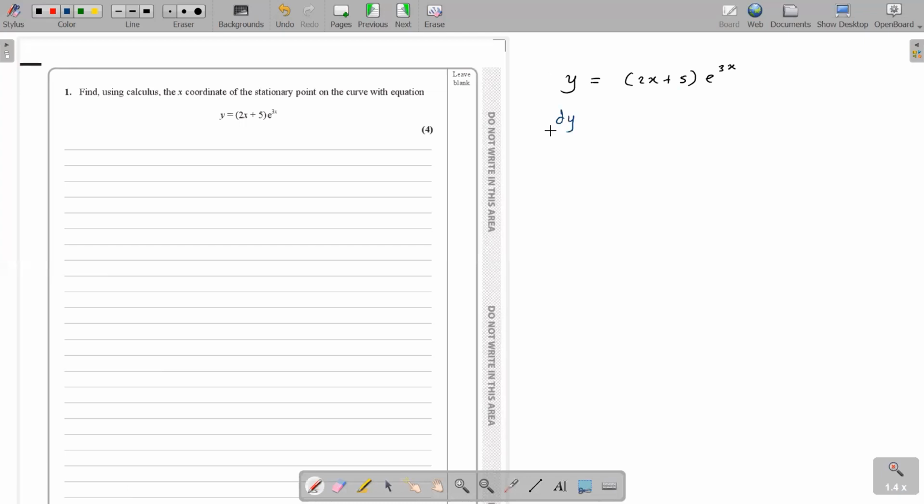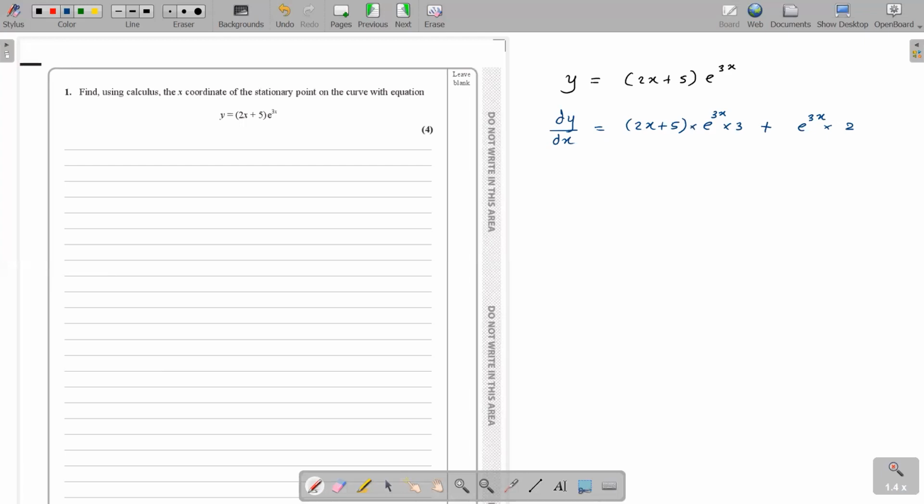dy by dx. So first I'll keep the 2x plus 5 waiting. What happens when you differentiate e to the power 3x? E to the power 3x differentiation is e to the power 3x into 3. Okay. Plus, then the next one, e to the power 3x waits while you differentiate 2x plus 5. What happens when you differentiate 2x plus 5? Just simply 2. Is this clear? Okay, so we are not done with it.